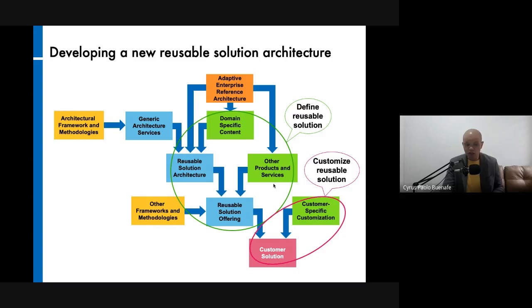And later on, at the reusable solution architecture, you learn from your experience with this specific customer, then you augment it, you build it up, okay? And then you put it as part of your domain specific content eventually, or it becomes part of your enterprise reference architecture in the future. I mean, it builds on that.